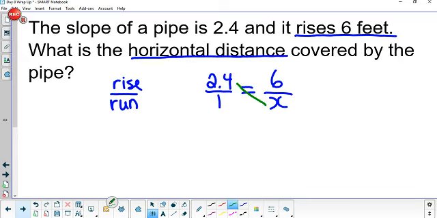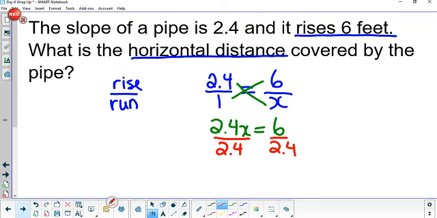So now we can solve this proportion. So 2.4x equals 6. Inverse operations, we would divide by 2.4. So we would be left with x equals 2.5, and that would be feet. So we can set up proportions using slope and solve for a missing part.